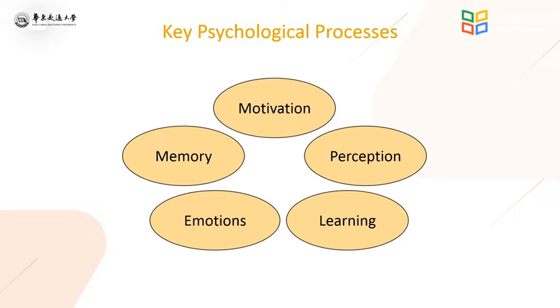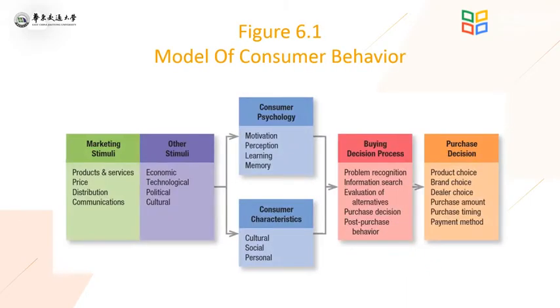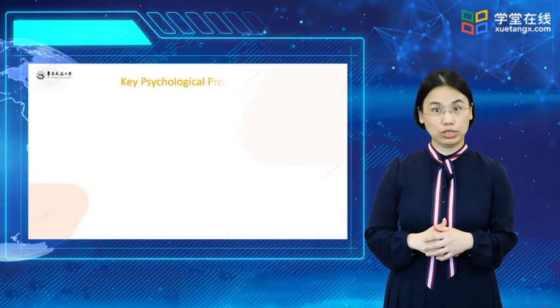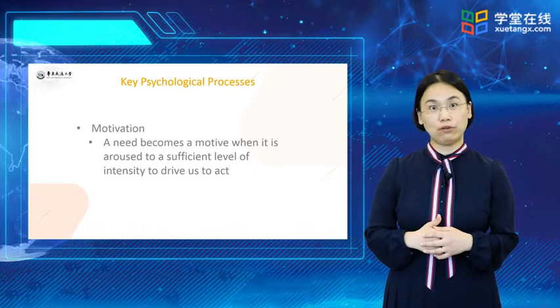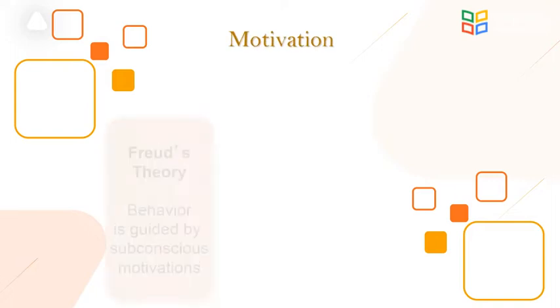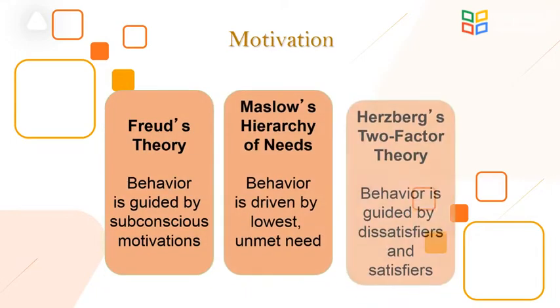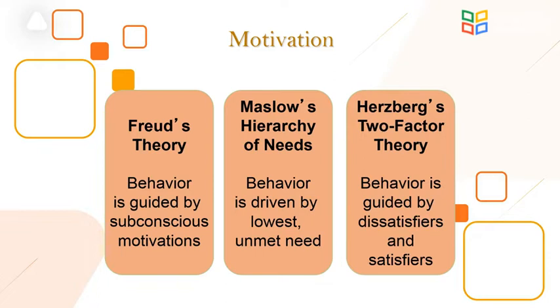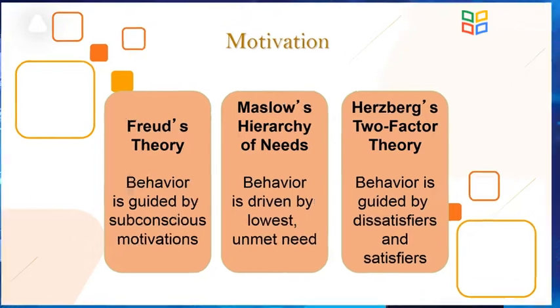Five key psychological processes: motivation, perception, learning, emotions, and memory fundamentally influence consumer responses. The starting point for understanding consumer behavior is the stimulus-response model shown in figure 6.1. A need becomes a motive when it is aroused to a sufficient level of intensity to drive us to act. Sigmund Freud assumed that the psychological forces shaping people's behavior are largely unconscious and that a person cannot fully understand his or her own motivations.